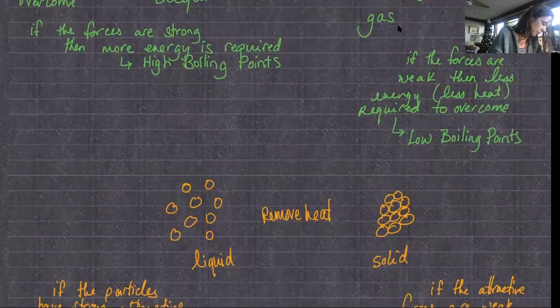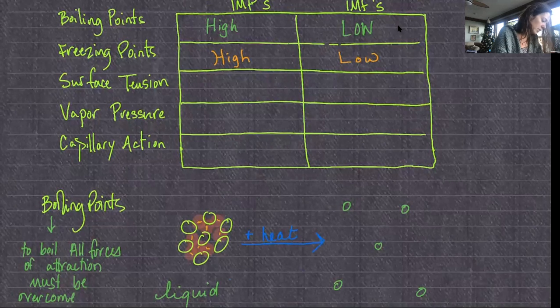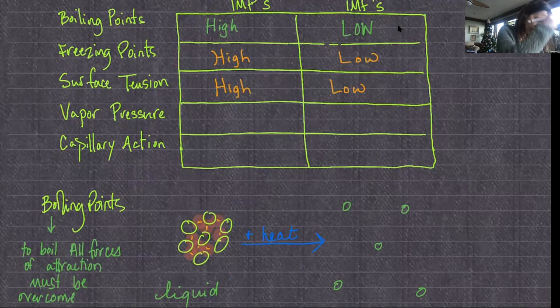Okay, if we were to talk, so a freezing point, strong IMFs is low. No, it's high, right? You don't have to get it as cold. Weak IMFs is low. You must get it very cold. Surface tension, if the IMFs are strong, is high, and here is low. Let's look at a picture of that. I've got one right here.